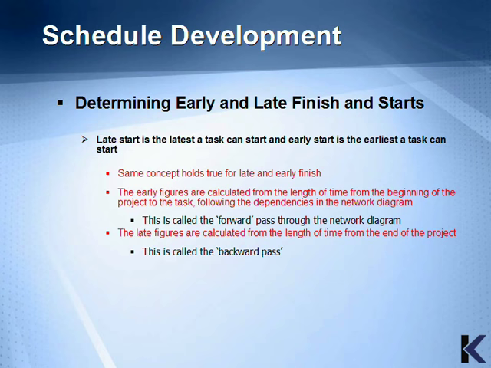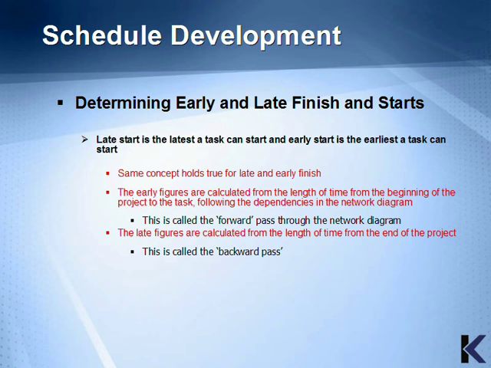The early figures are calculated from the length of time from the beginning of the project to the task, following the dependencies in the network diagram. This is called the forward pass through the network diagram. The late figures are calculated from the length of time from the end of the project. This is called the backward pass. The best way to understand slack is by doing the exercises.